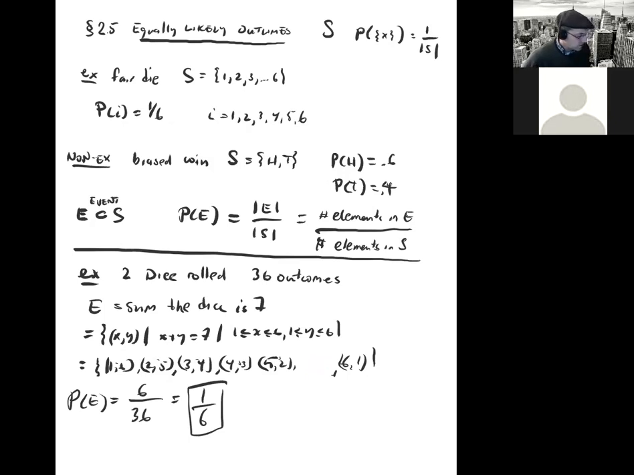Okay, so good. And why is it 1/6? Because 6 over 36 is 1/6. Okay, so I'm going to do an example from the text now. Let me first save this page, and then I'll clear the whiteboard.